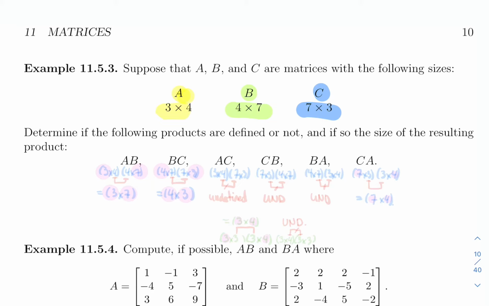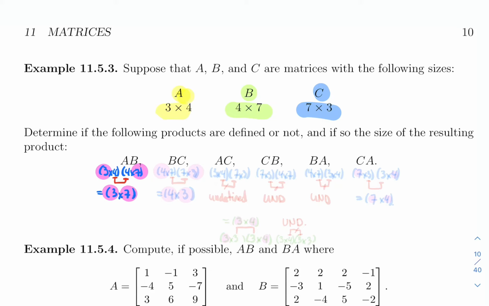So if we look at AB, we know A is a 3 by 4, B is a 4 by 7. So what you do is you check the inner numbers. Here the 4 and the 7 are the same. So this product will be defined, and the dimension of the product is going to be a 3 by 7. So you use the outside numbers, 3 and 7, for the dimension of your product.